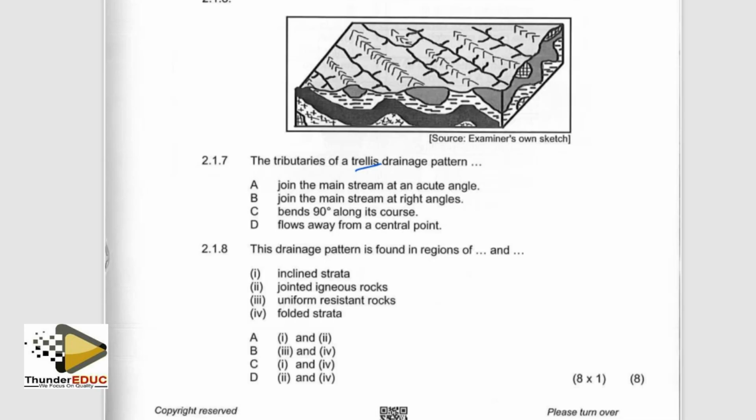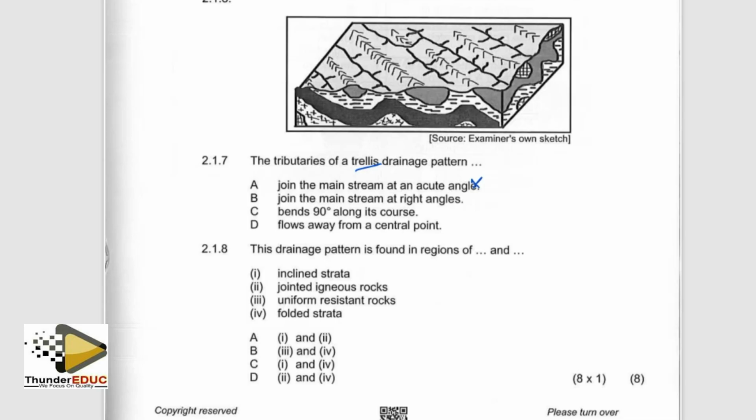What is the first question? Tributaries of trellis drainage pattern. They join the main river at an acute angle. That is wrong. It cannot be an acute angle. Acute angle is less than 90 degrees. So wherever there is A is wrong. Okay, so acute angle is wrong.